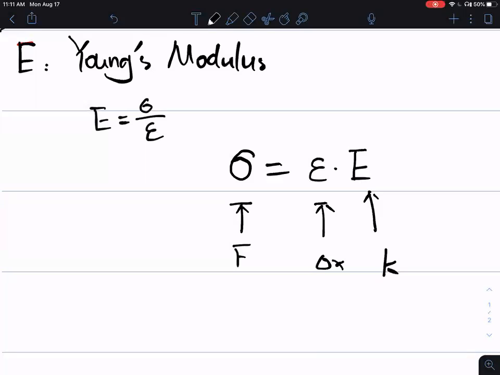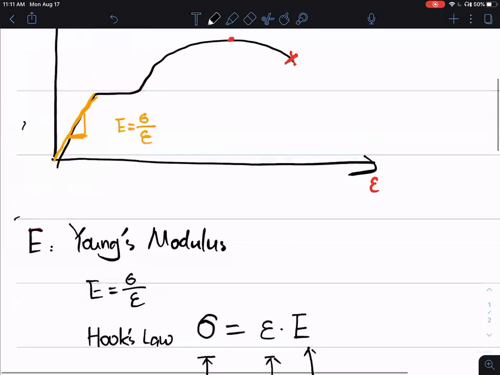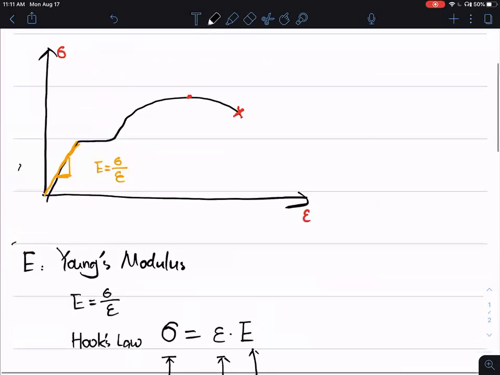All right. So this is Hooke's law. And keep that in mind, you can only find Young's modulus from the linear region on the diagram.